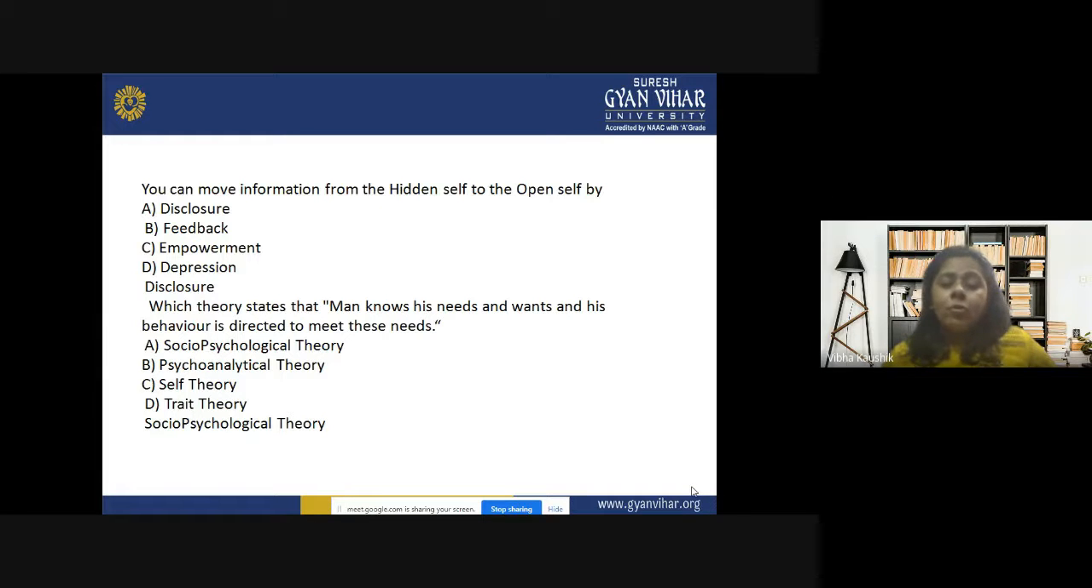Now you have to suggest which will be the correct answer, and which theory is stating that man knows his needs and wants and his behavior is directed to meet these needs. Now, what will be the correct answer? Yes, the correct answer will be option A, that is socio-psychological theory.